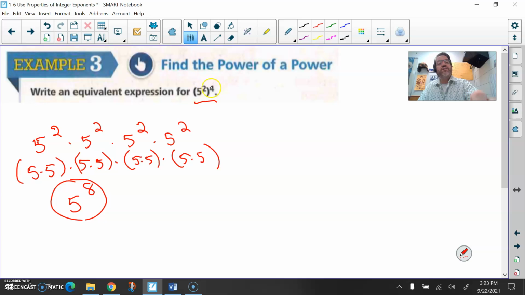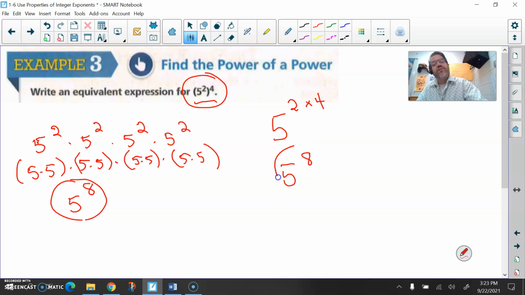So look here and tell me, is there an easier way you could have gotten from here to having 5 to the 8th? And you might be spotting, well, hey, I could multiply 2 times 4. And that's exactly what you want to do. You want to take 5 to the power of 2 times 4, which is 5 to the 8th. So when you have a power, an exponent, raised to another power, you can just multiply those exponents together.